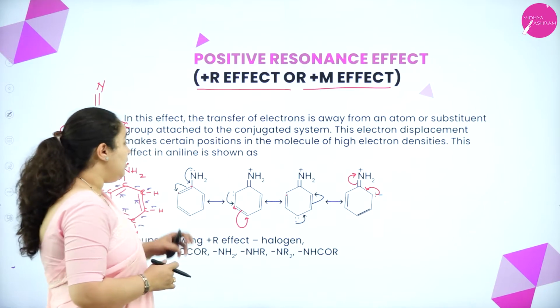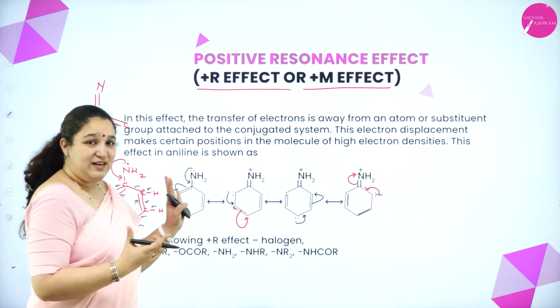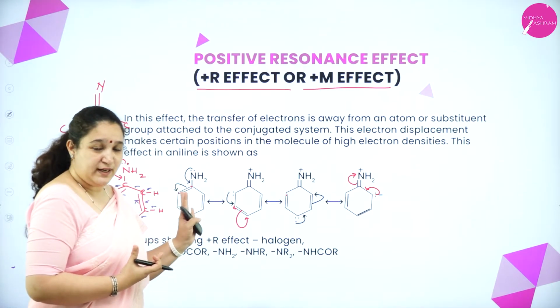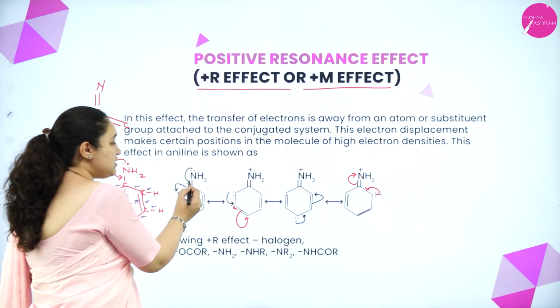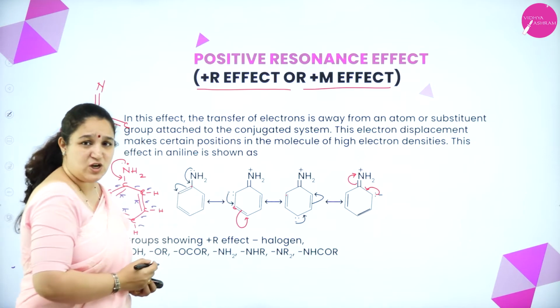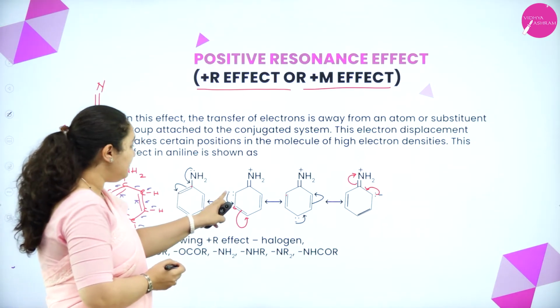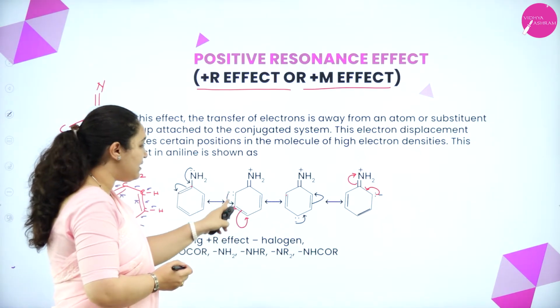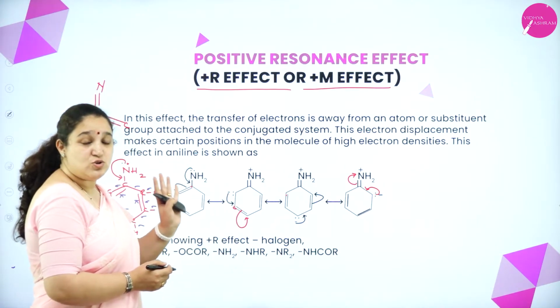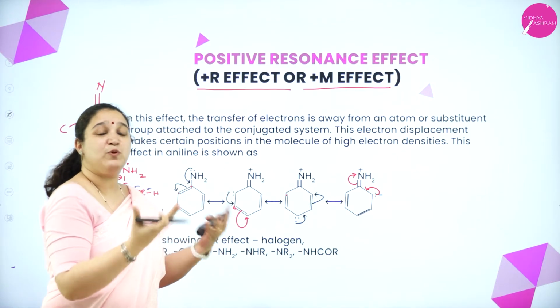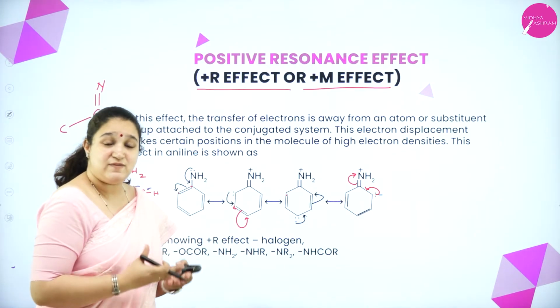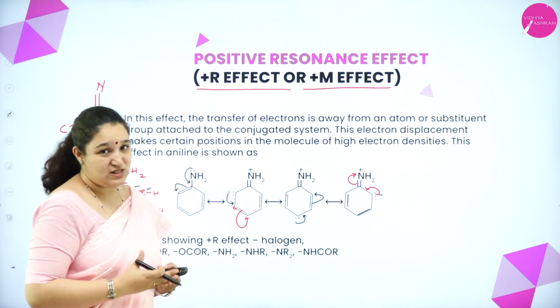Now, here polarity is developed, I told. Correct, no? The polarity is developed. You see, nitrogen, when it loses the lone pair of electrons, it gets a positive charge. And the negative charge is also there, which is moving in the benzene ring. So, in the molecule, positive charge as well as negative charge, there is polarity which was developed. That's why we call this the resonance effect.